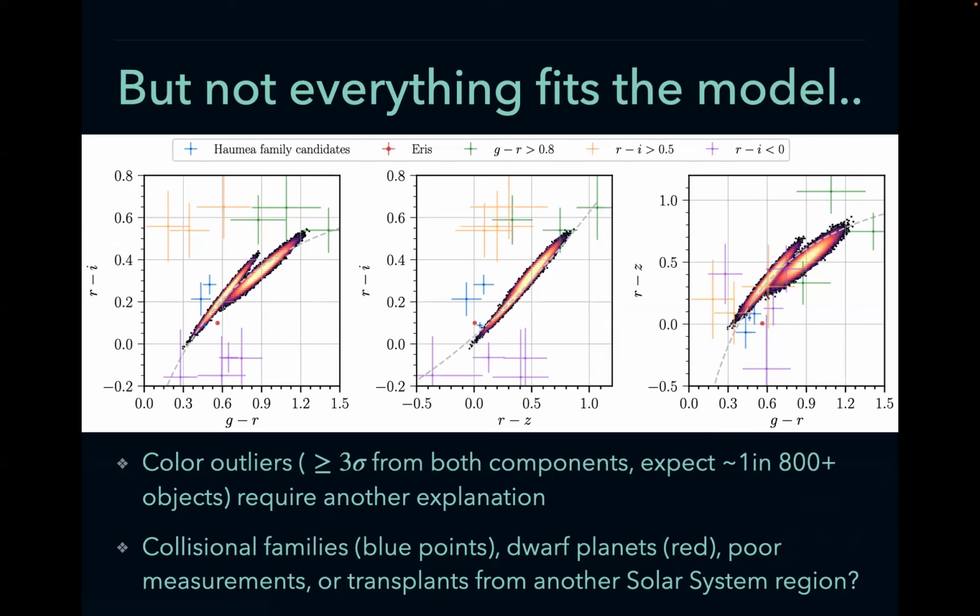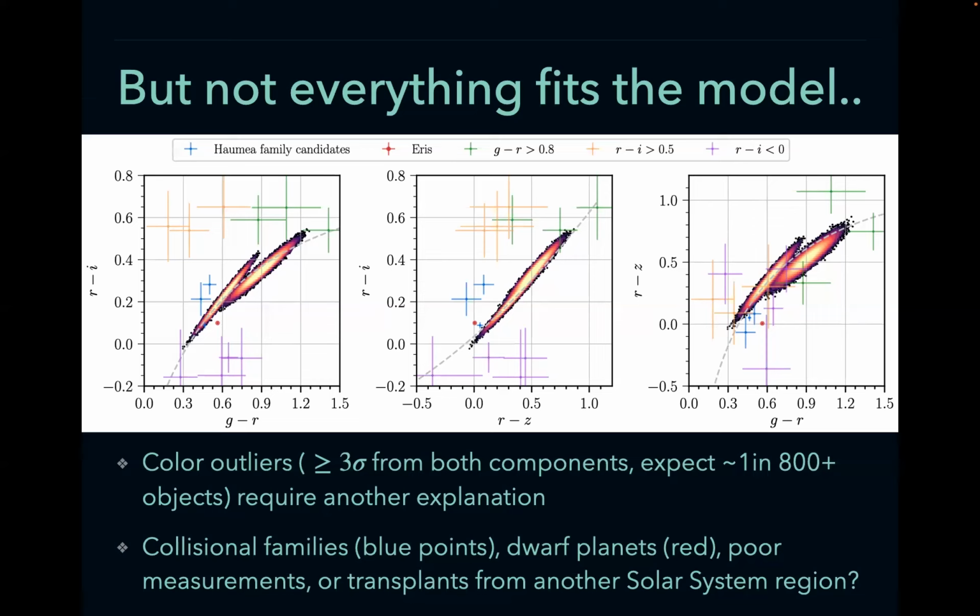So basically, we're talking about finding color outliers. All these objects are at least 3 sigma from both components. So we clearly need another explanation. We expect to see 1 just from random chance, and we see 10 or so. So there's clearly something else going on.